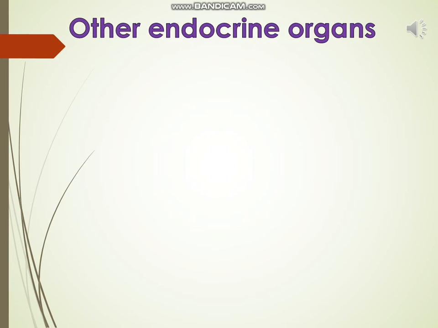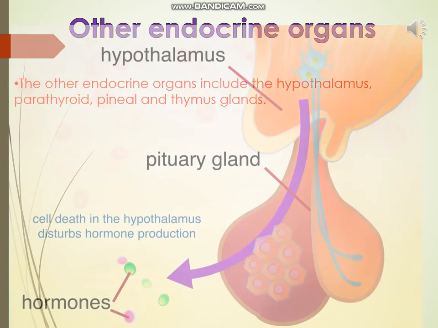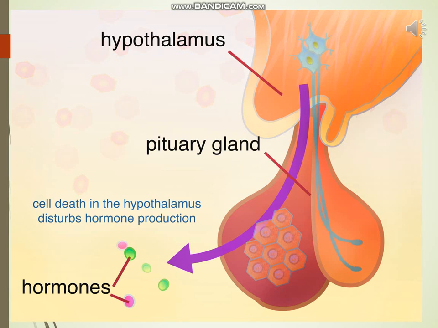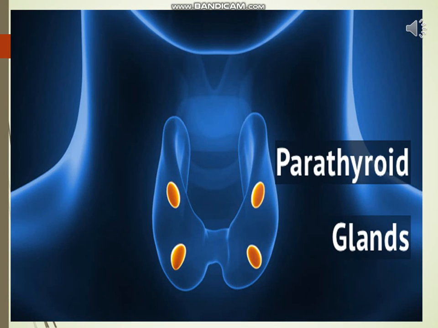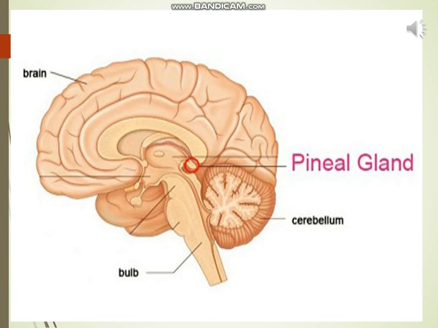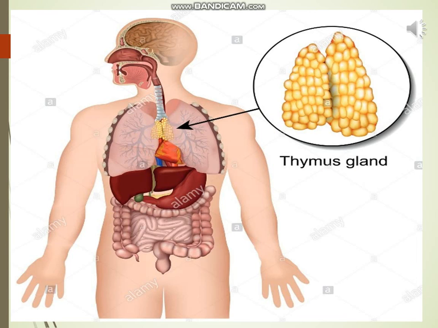Other endocrine organs. These organs include the hypothalamus, parathyroid, pineal, and thymus gland.